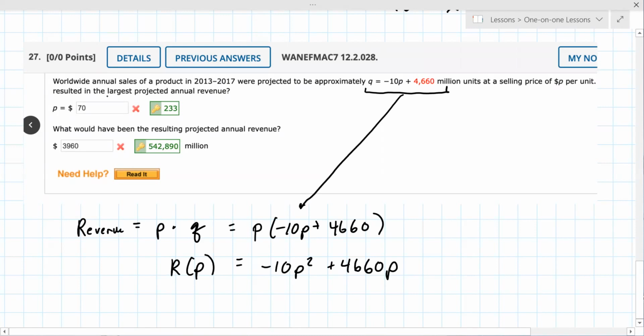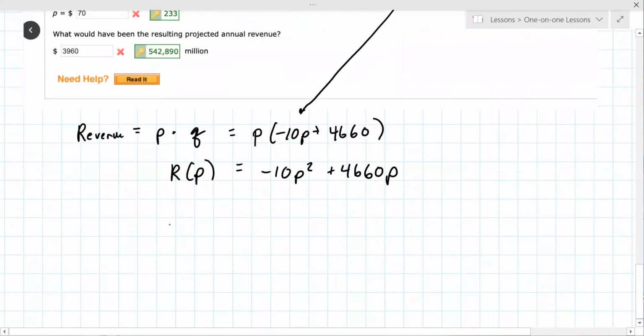To find the largest or the max revenue, you have to take a derivative. Okay. So R prime of P equals minus 20P plus 4660. And then you set that equal to 0.